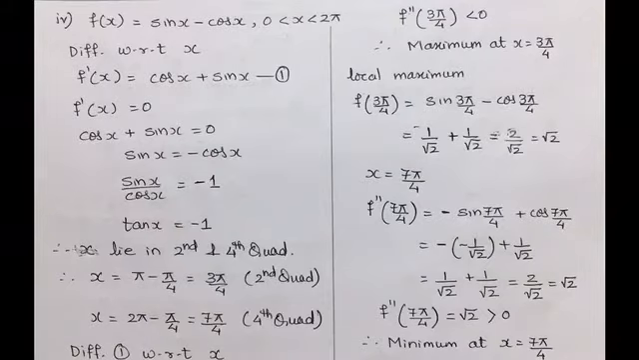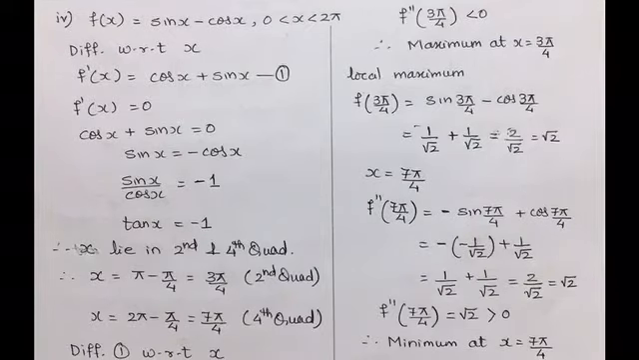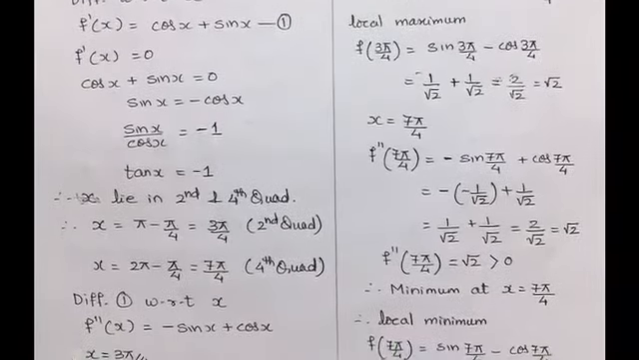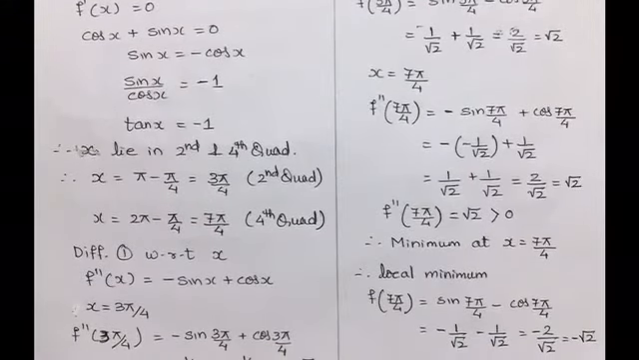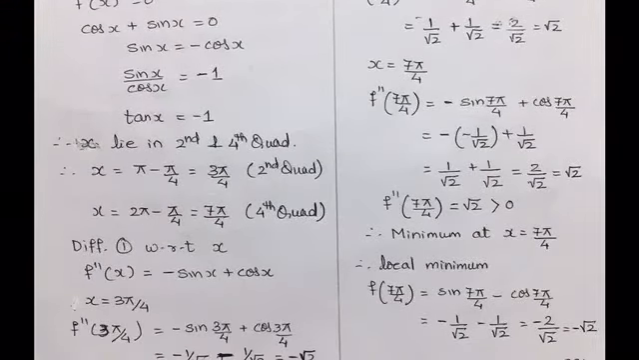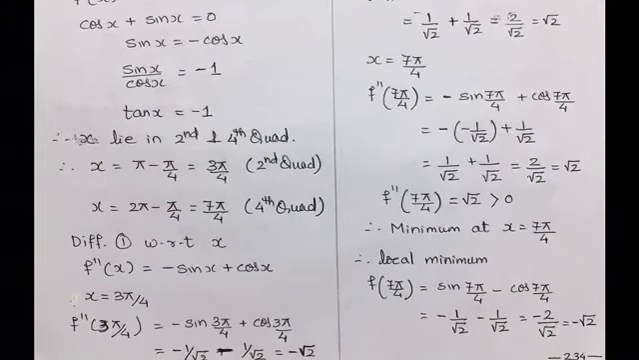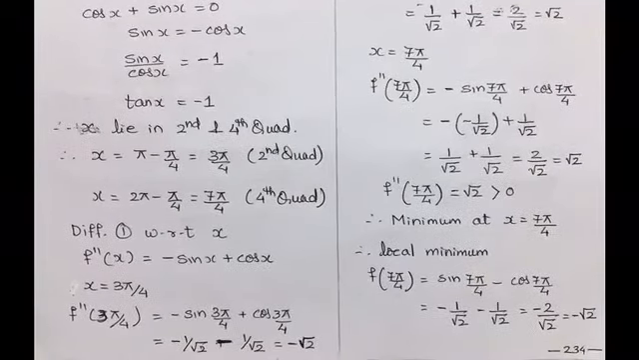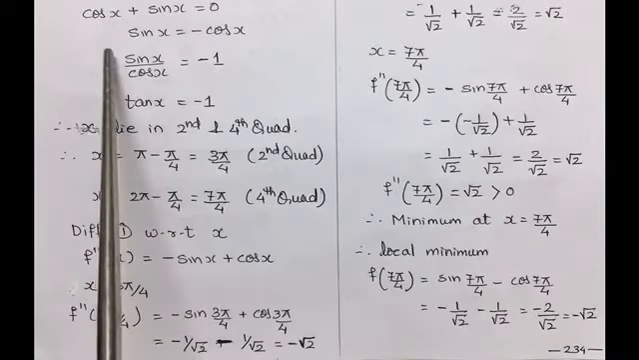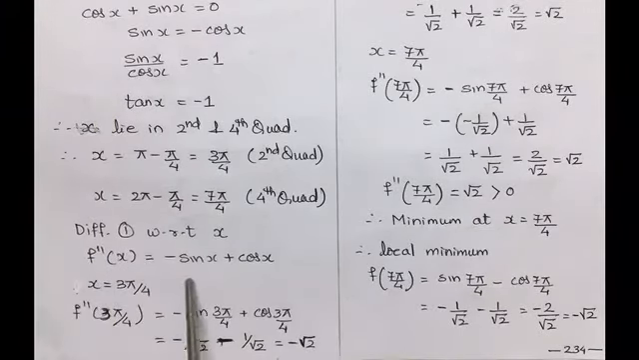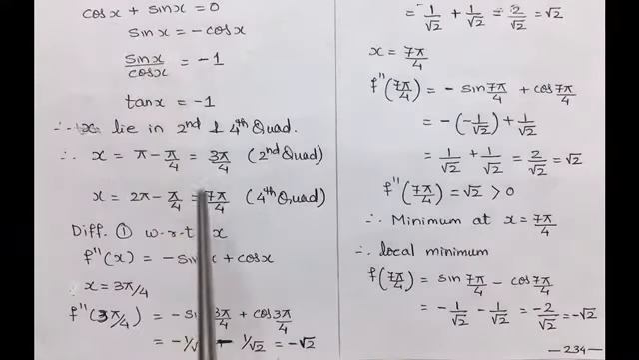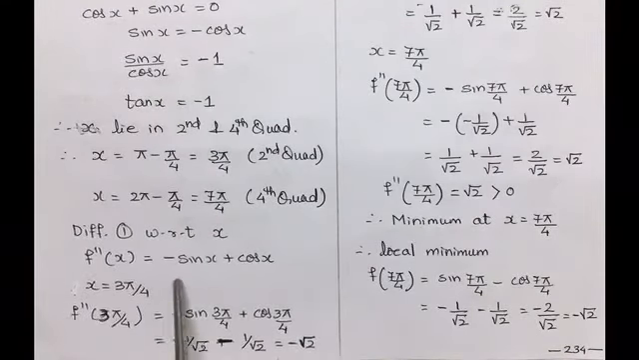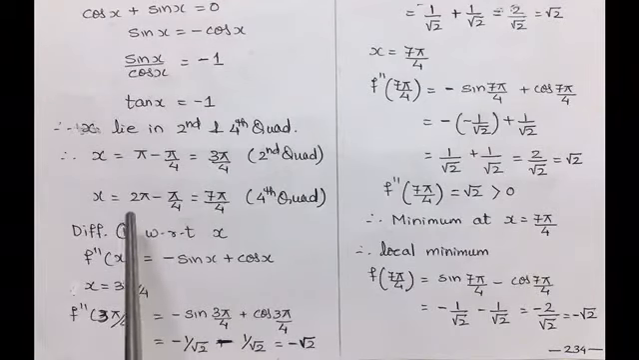Now for finding the minimum and maximum value of the function, we differentiate f'(x) again with respect to x. The derivative of cos x is minus sin x, and the derivative of sin x is cos x. So the second derivative we get is minus sin x plus cos x.